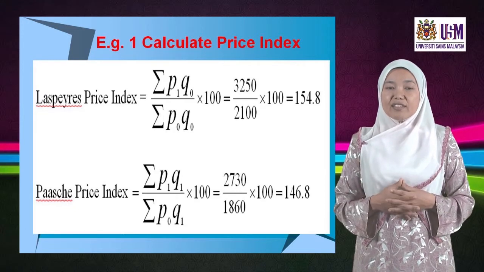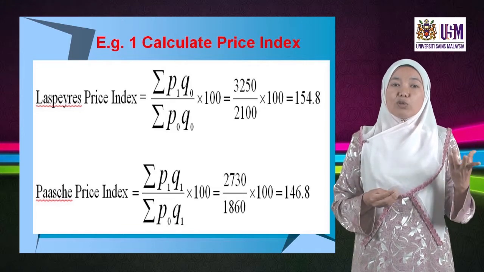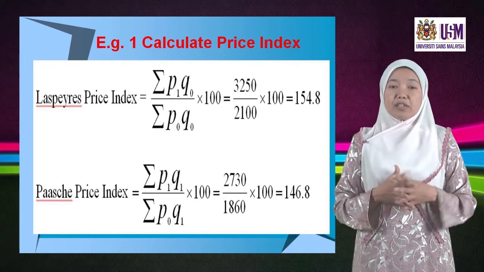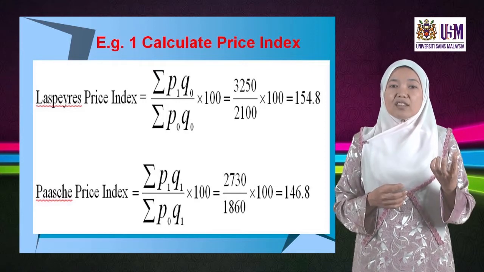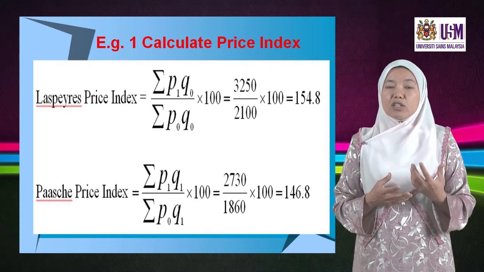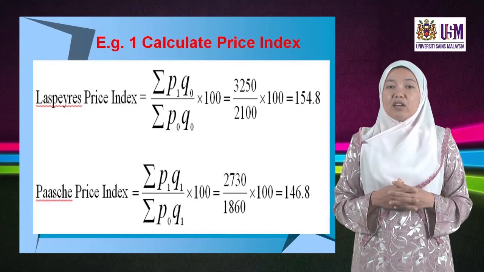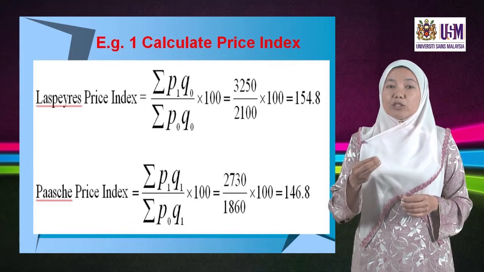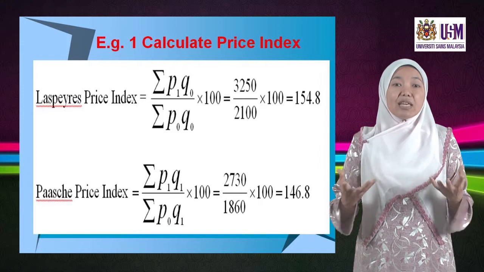So given the data just now, let's say that someone is asking you, what is the Laspeyres price index in terms of how much price has increased from year 1 to year 6 according to the Laspeyres method. So remember, Laspeyres means base year quantity. So look at the formula, Q0, both numerator and denominator, they are the same. But now we are talking about the Laspeyres price index, so changes in price, so P1 over P0.